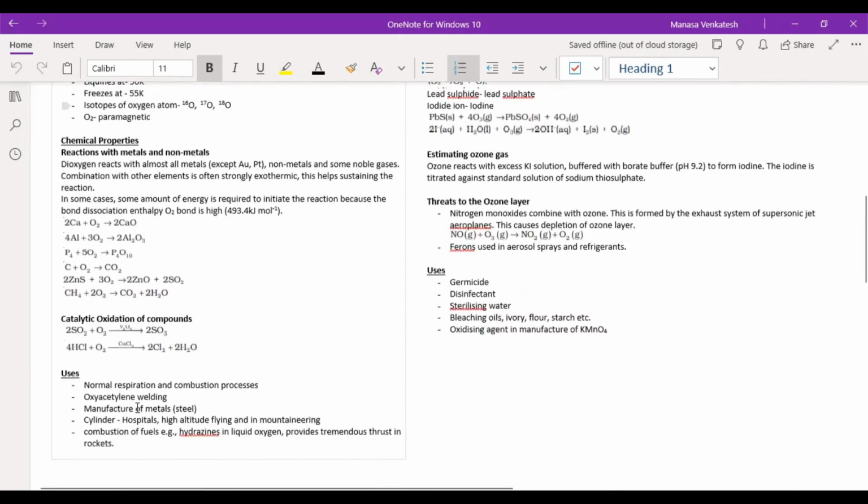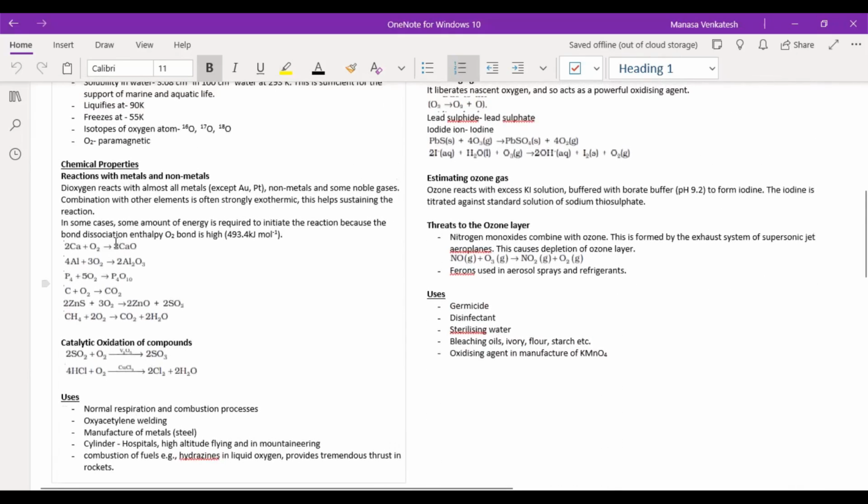So let's look over the various chemical properties. First is reactions with metals and non-metals. Oxygen, due to its high electronegativity, has a tendency to react with almost all the elements in the periodic table. It does not react with gold and platinum because they are noble metals. And when it reacts with other elements, it is a very strong exothermic reaction.